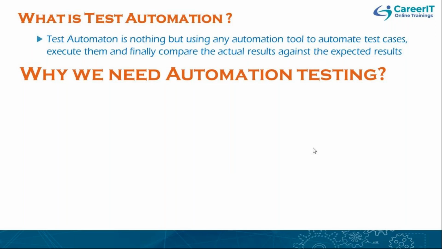So in test automation, there are two things. One is that you already have manual test cases which are ready. You will take those manual test cases and automate them. That is one scenario where you will fall.